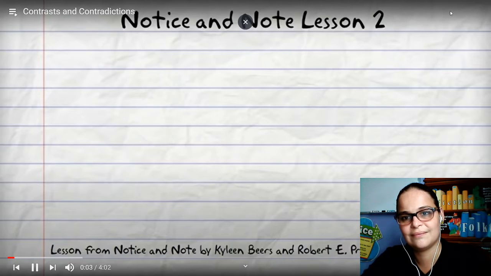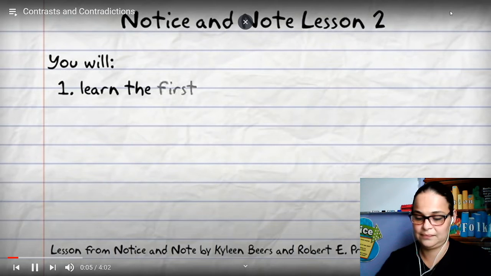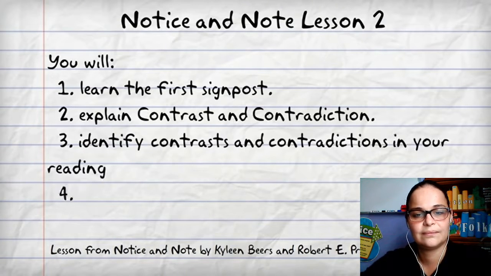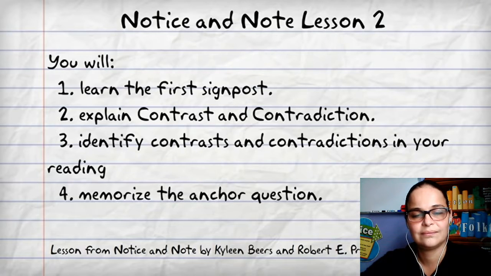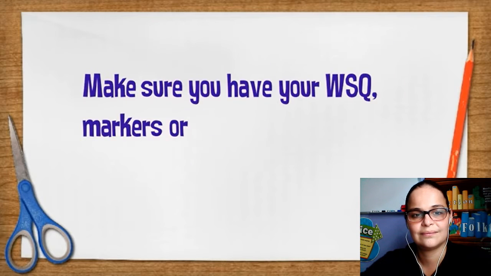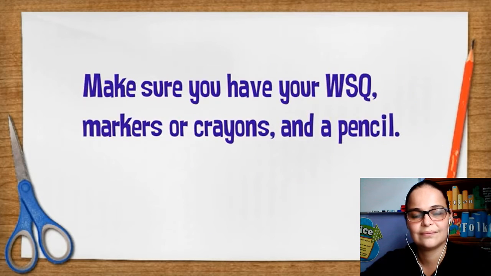In this lesson, you will learn the first signpost, explain contrasts and contradictions, identify contrasts and contradictions in your reading, and memorize the anchor question. Be sure to have your whisk, markers or crayons, and a pencil ready to go.